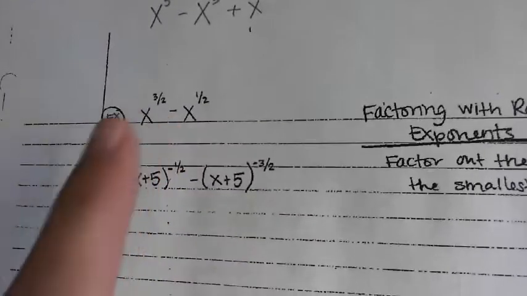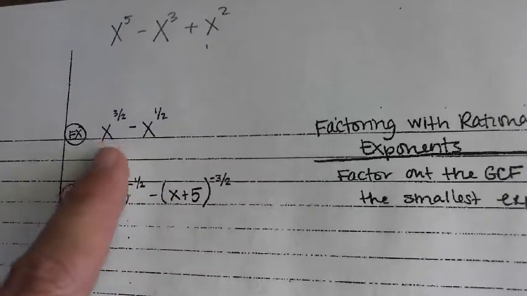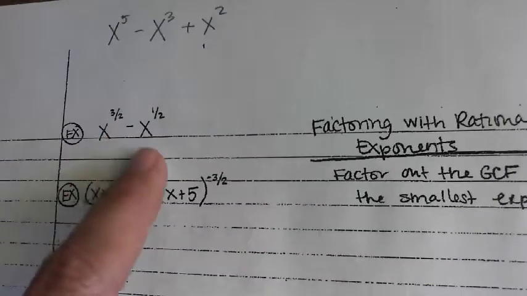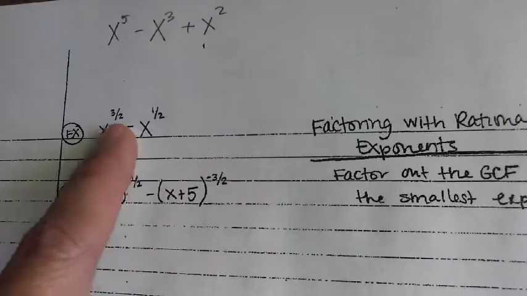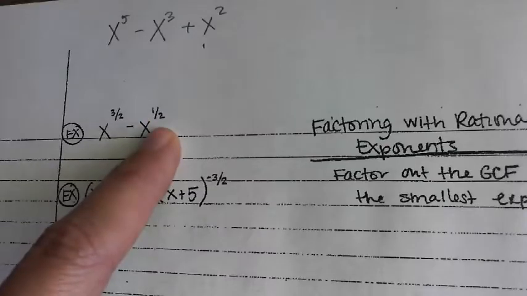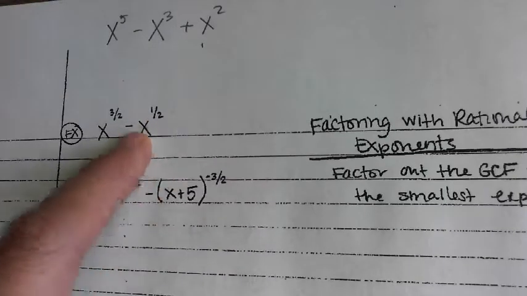So that rule is going to be no different when you're dealing with fractions. Which one of these exponents is the smallest? What's smaller, 3/2 or 1/2? 1/2. So that's going to be the GCF that I take out in front.